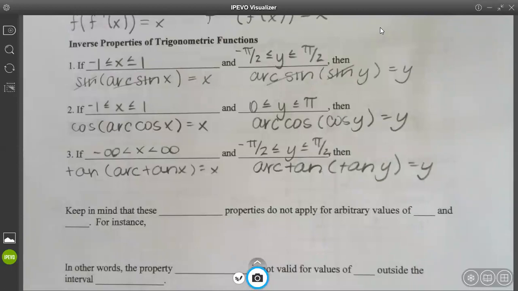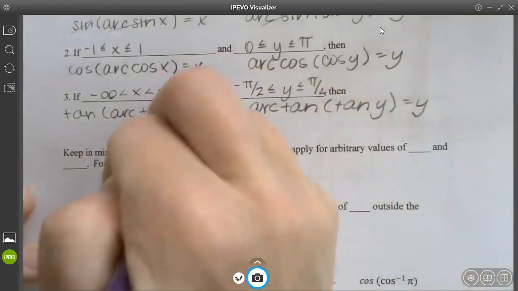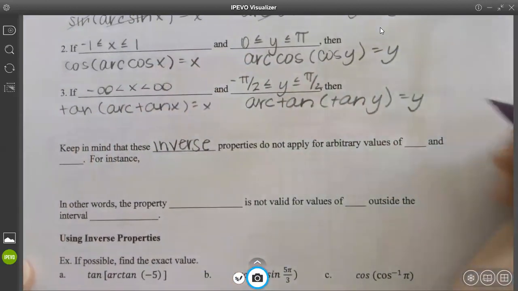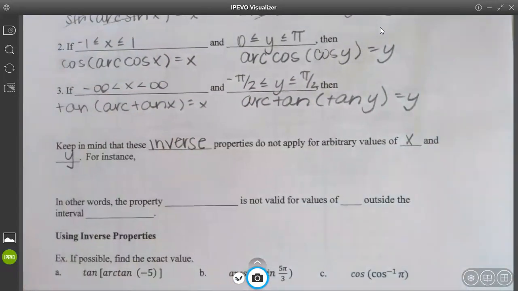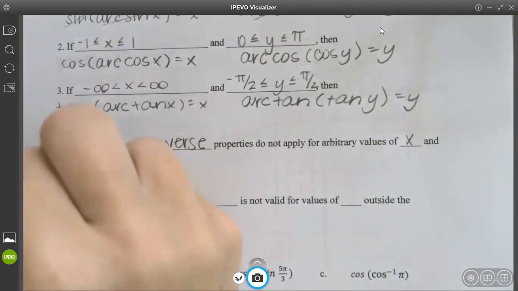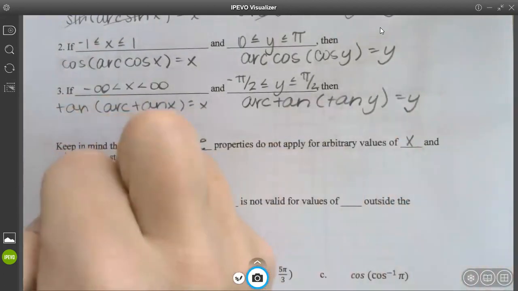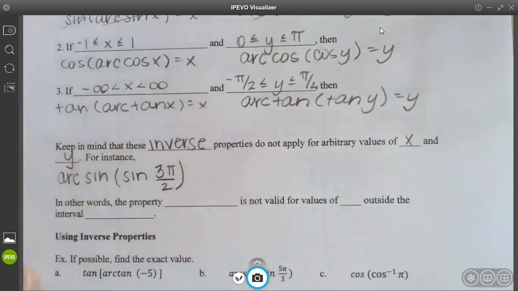All right, keep in mind that these inverse properties do not apply for arbitrary values of x and y. For instance, arc sine of sine 3 pi over 2.